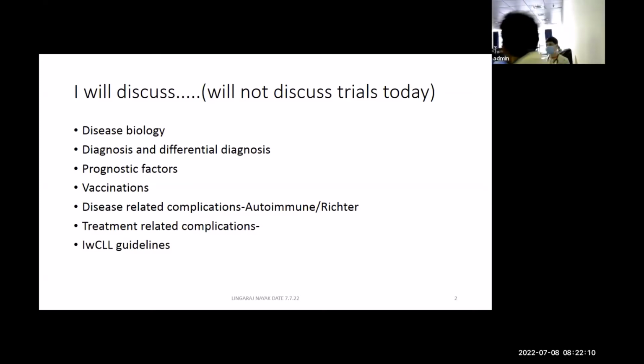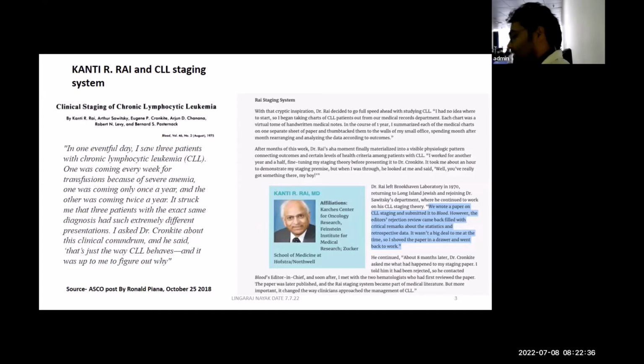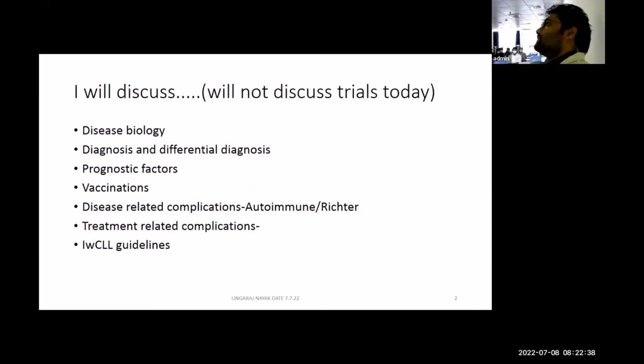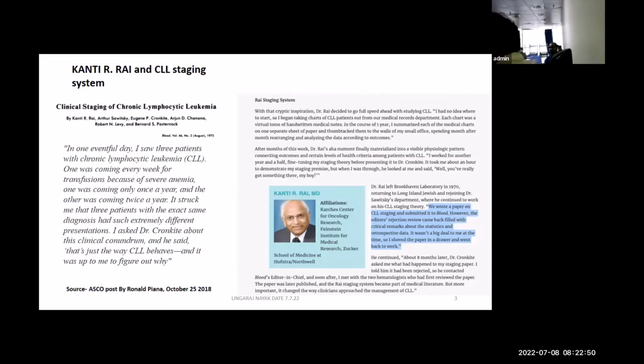So today will be the first part of the CLL presentation, where we'll discuss mostly the basics of CLL, like how the case of CLL presents to you and how you approach it. I will not discuss any clinical trial today. It will be mostly related to the disease biology, diagnosis, differential diagnosis, factors which affect the prognosis, a little bit about vaccination, complications related to the disease and complications related to the treatment, and the IWCLL, that is the International Working Group on CLL guidelines. Okay, so before I start, how many of you know Rai staging?